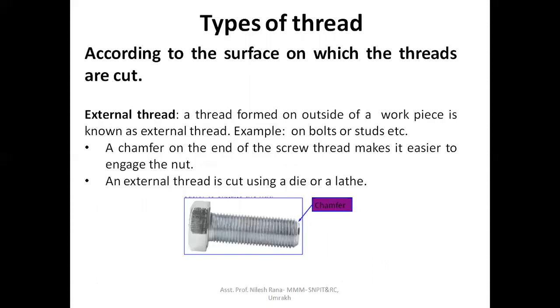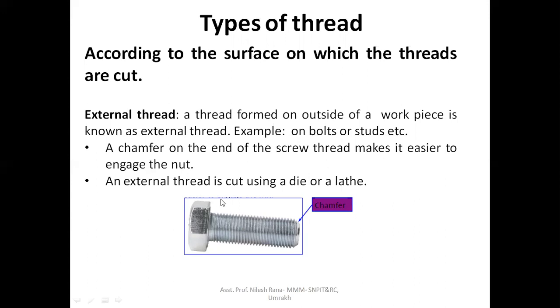Now these are the types of thread, according to the surface on which the threads are cut. The first is external thread. A thread formed on the outside of a workpiece is known as external thread, for example on bolts or studs. A chamfer on the end of the screw thread makes it easier to engage the nut. An external thread is cut using a die or a blade. There is a figure of the external thread, or you can see the bolt.